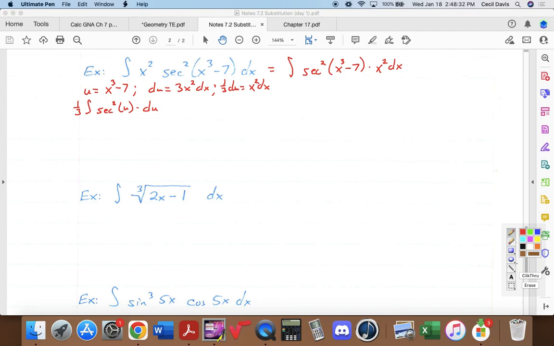What's the antiderivative of secant squared of u? Yep. So this will be 1/3 tangent of u plus the constant. So that's 1/3 of the tangent of x cubed minus 7 plus a constant.